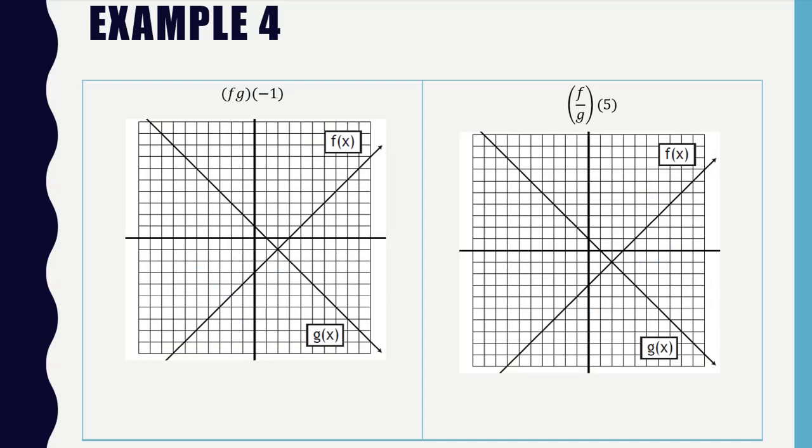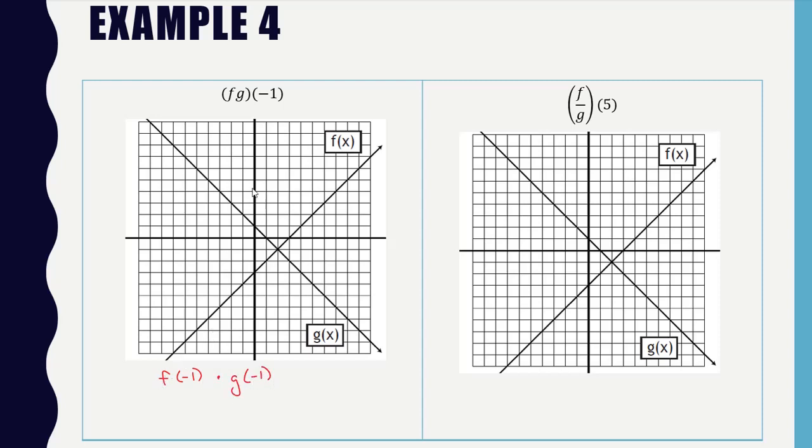All right, example 4. So we want to evaluate f times g of negative 1, which can seem really confusing in this form. So this might be one of the few times where I'd actually change this notation. So what it's really saying is f of negative 1 times g of negative 1.